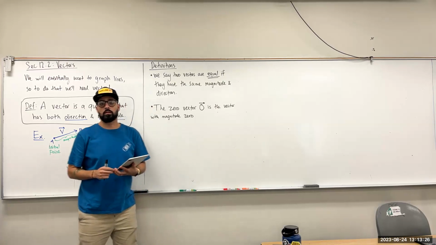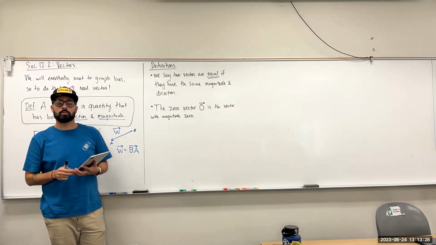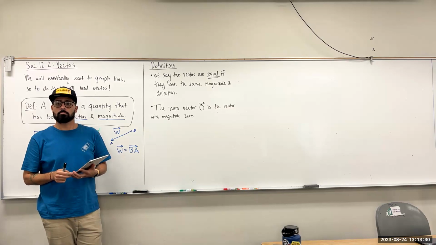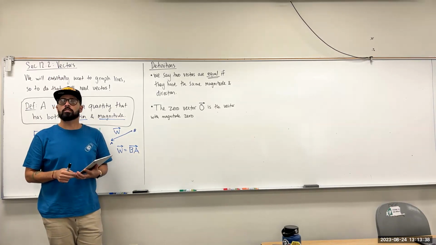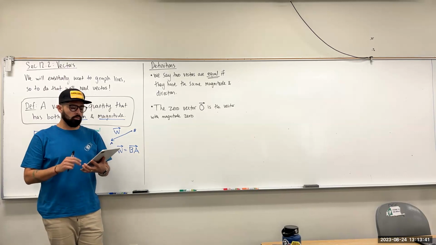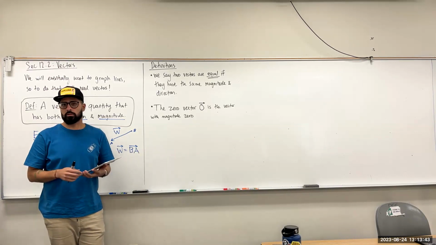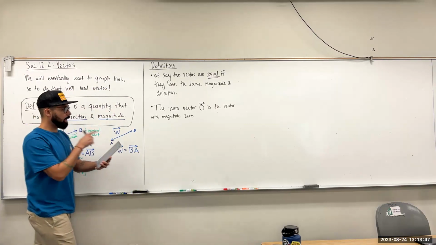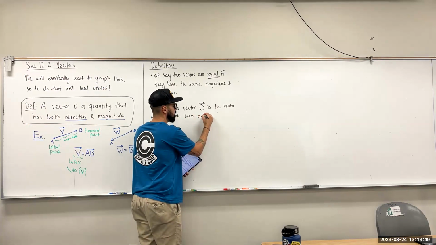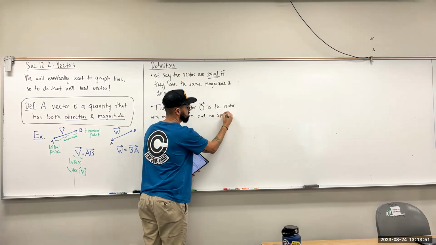Question. In geometry, you have similar shapes, right? So are there terms for vectors that are the same direction but different lengths? There is. We'll get to it later. They're multiples of each other. Okay. We'll define that in a little bit. So magnitude 0, and no specific direction.